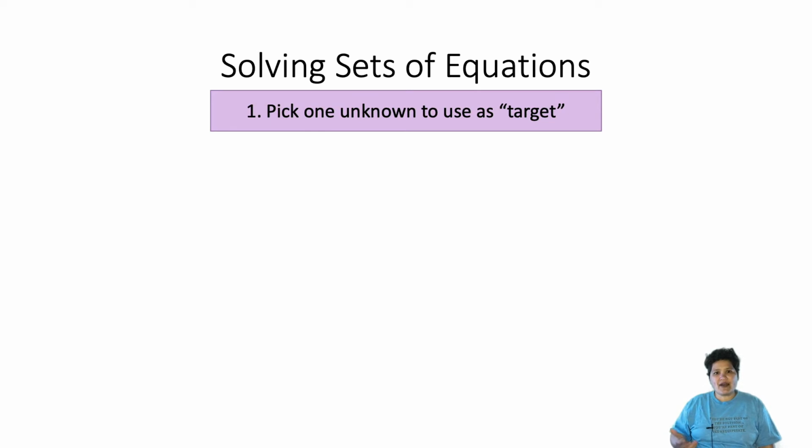So let's talk about how to solve a system of equations. The rules I'm going to give you will work for any system of equations, not just ones related to the systematic treatment of equilibrium. Basically the first thing you need to do is find an unknown to use as your target unknown. I don't know if that's the actual term for it. It's the term I use when I'm thinking about this.